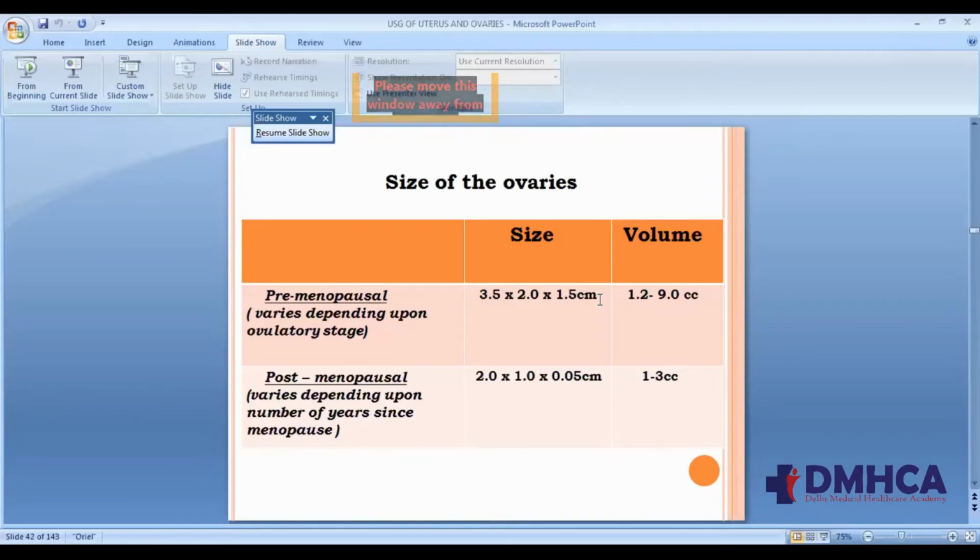This is the formula which I am giving you. Otherwise, it is generally calculated by the machine itself. You just take the three measurements, and the machine calculates and gives you the volume. The volume can be 1.2 to 9.0 cc, and post-menopausal 1 to 3 cc.